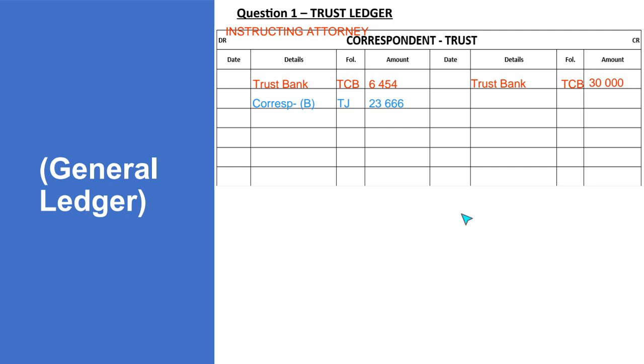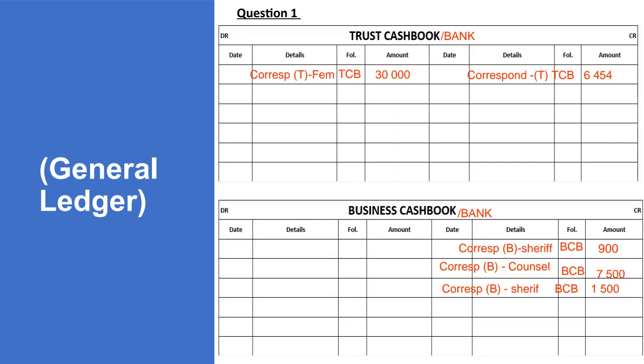Okay. And the rule says the fact that you did the transfer between the business correspondent and the trust correspondent, you must also do the same transfer between the two cash books. So I must also go to the cash book and do the same transfer. In other words, I must transfer the same amount that I did between the trusts and the business. I must do the same thing under the trust book.